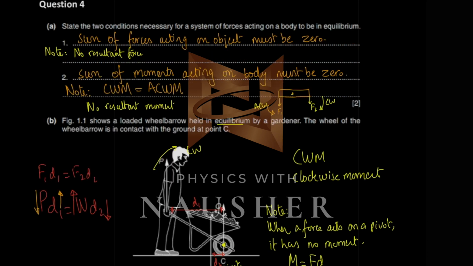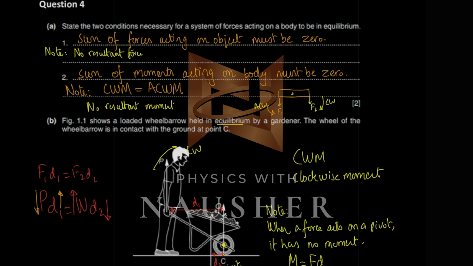The two conditions for equilibrium are, number one, sum of forces on the object must be zero. You can also say no resultant force. The second is sum of moments acting on the body must be zero. You could also say no resultant moment. You could even say clockwise moments is equal to anti-clockwise moments.